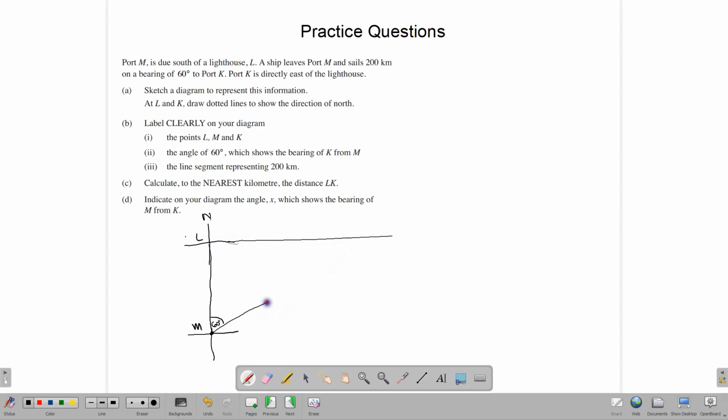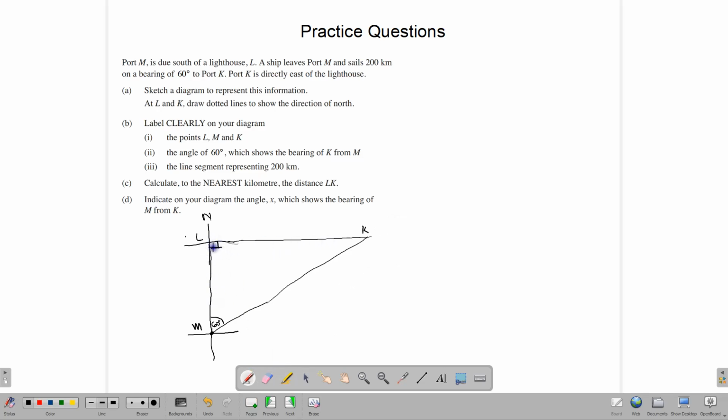And then this 60 degree is going to intersect, we're going to meet that one. So K has to be directly east. So we end up with a nice right angle triangle that we can apply our trigonometry tools to, and find out what we need to find out. So here, this is our right angle triangle.